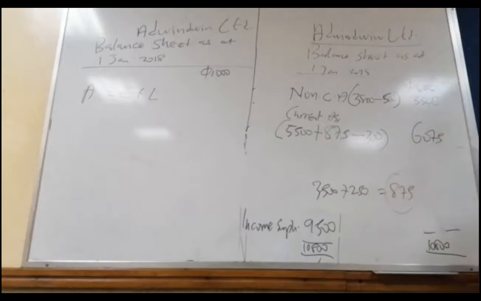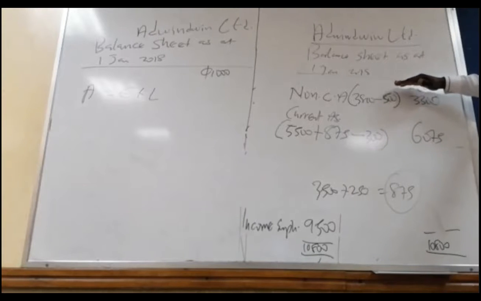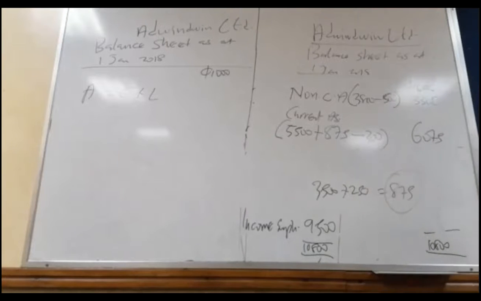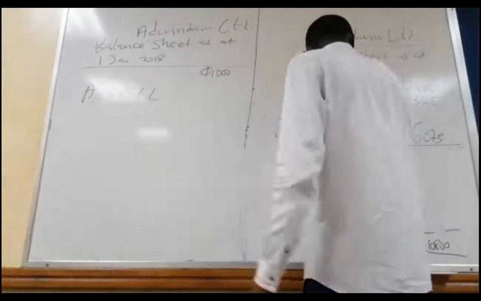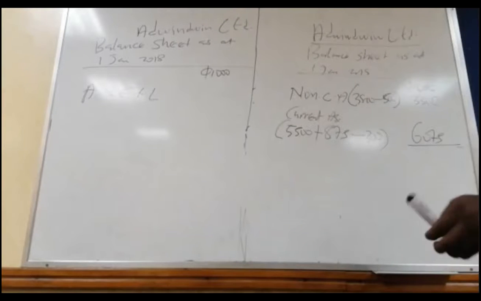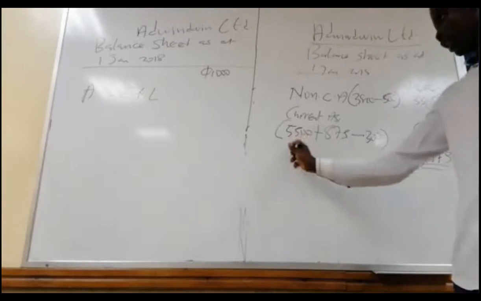Okay. To put the two together, we have 3,300 here. So the 3,300 plus the 6,075. Putting these two together, we get a total asset of 9,375. That's the total asset. Right here, total asset.